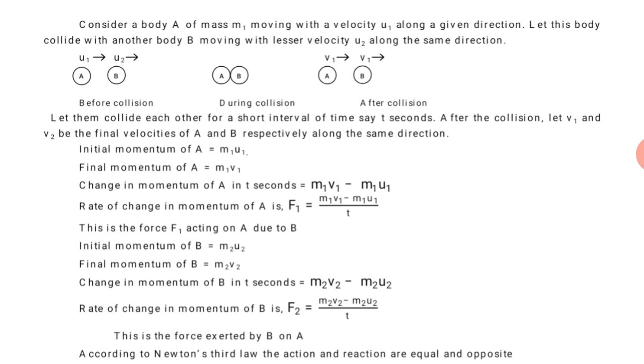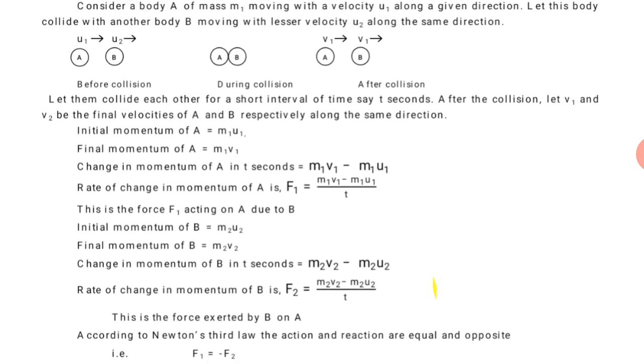Similarly for the second body, the velocity changes from u2 to v2 in the same interval of time. The initial momentum of B is m2 u2, and the final momentum of B is m2 v2. Change in momentum of B in t seconds is m2 v2 minus m2 u2. Rate of change of momentum of B, let's say the force F2, equals (m2 v2 minus m2 u2) upon t. This is the force exerted by B on A.